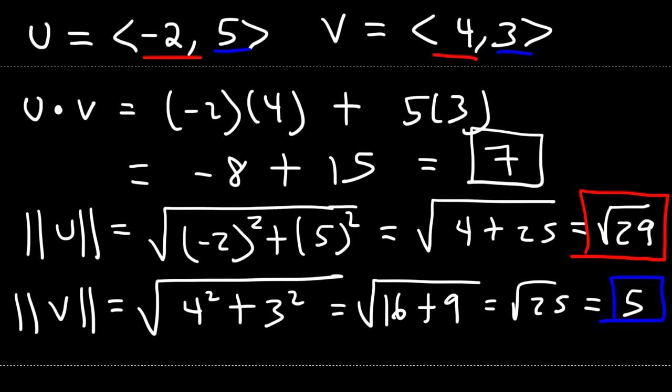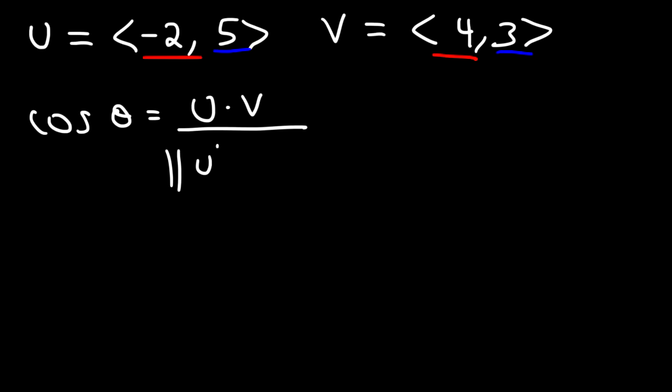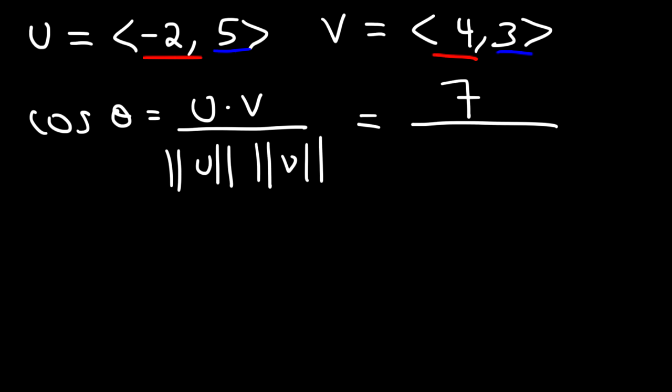Now let's use that formula that we had in the beginning. So cosine theta is equal to the dot product of u and v divided by the magnitude of vector u times the magnitude of vector v. And so we saw that the dot product of u and v was 7. The magnitude of vector u was the square root of 29. And for v, it was just +5.